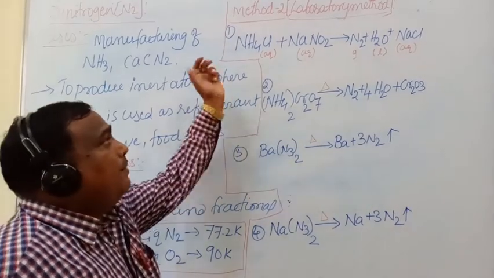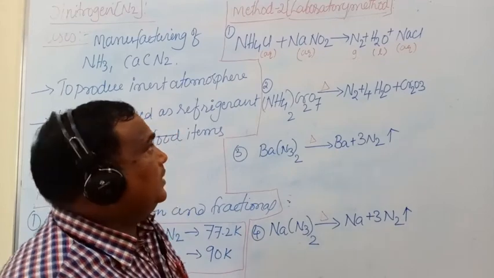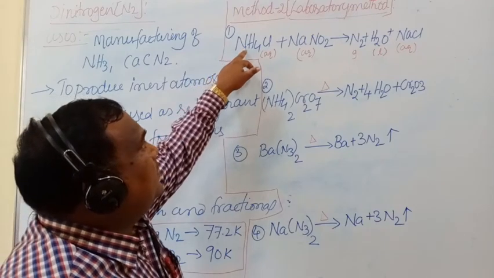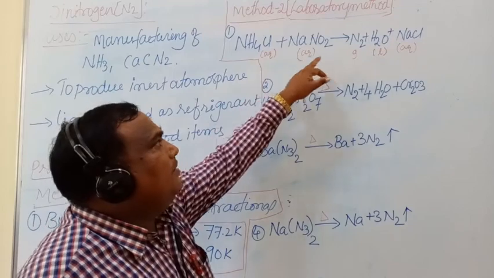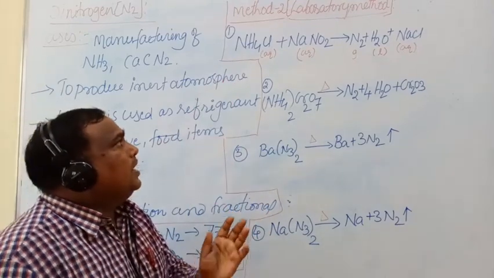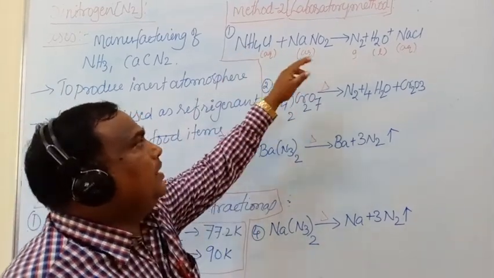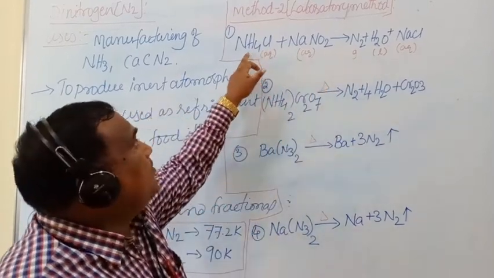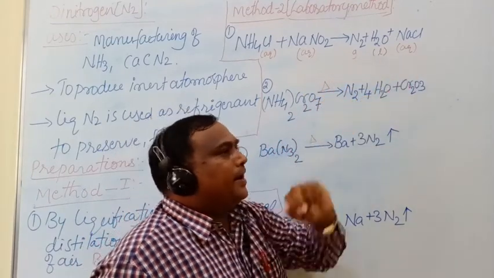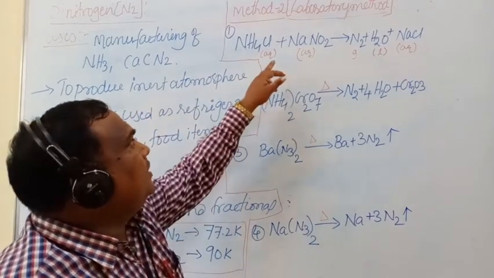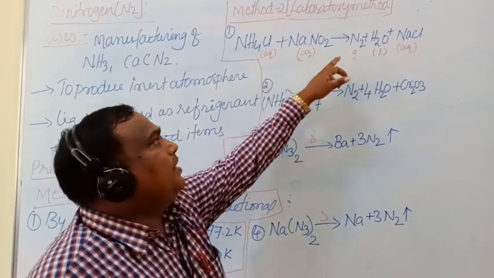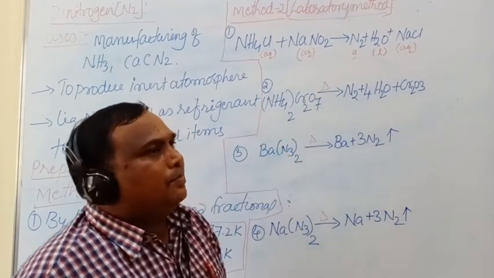The second method is the laboratory method. How do we prepare it in the laboratory? The first laboratory method: treating aqueous ammonium chloride with sodium nitrite will give nitrogen gas. We take the ammonium chloride in a round bottom flask, and to that we add sodium nitrite. The chemical reaction between ammonium chloride and sodium nitrite generates nitrogen gas along with water and sodium chloride.